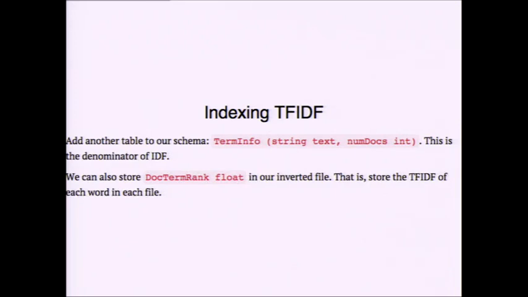So if we're indexing by TF-IDF, just the last conceptual thing, you're basically going to add a table to our schema, the whole inverted files thing we were talking about earlier, and it's going to be the term info. Term info is going to be a text and the number of documents that contain this word, and that's the denominator of IDF. And then we're also going to add this float that's doc term rank, which is going to be the TF-IDF of a particular word in a particular document, and that's going to be added to the end of our inverted files table. Any questions about that?